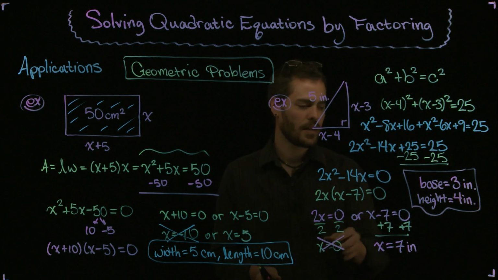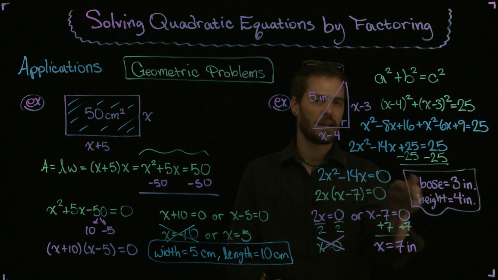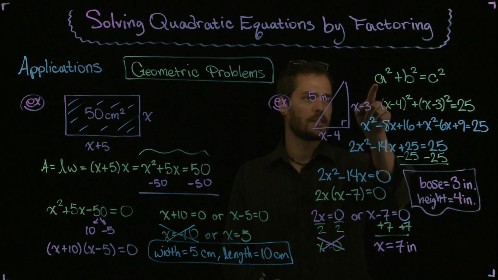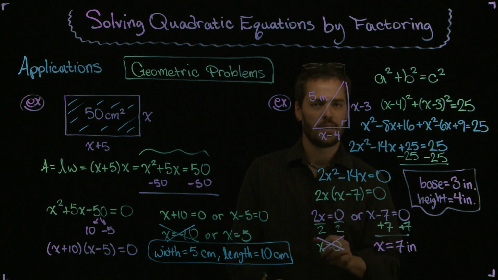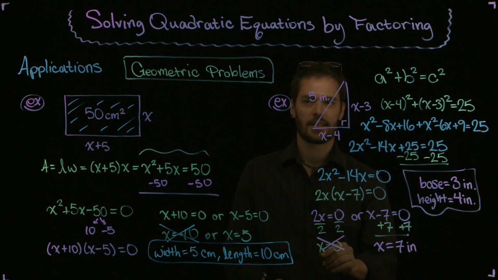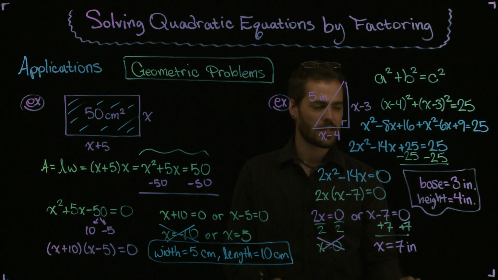How can I check it? I can use my base and height in the Pythagorean theorem. 3 squared plus 4 squared, does that equal 5 squared? And verify it for yourself. Indeed it does. So this is the solution to this application.